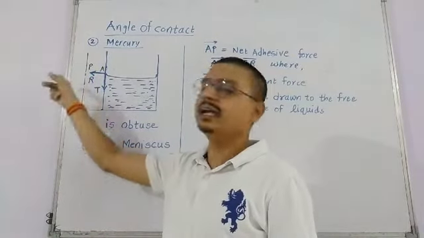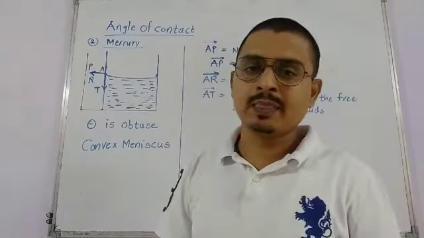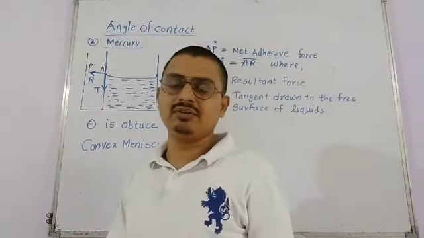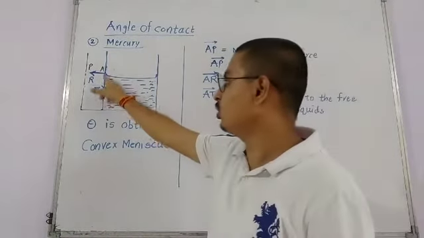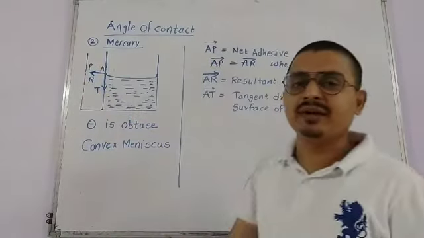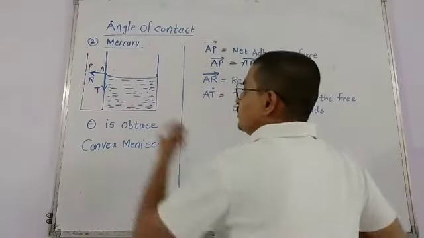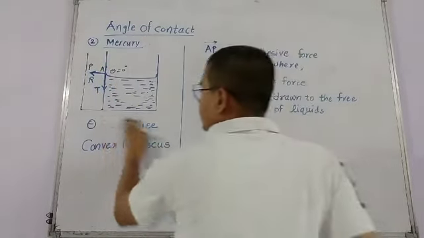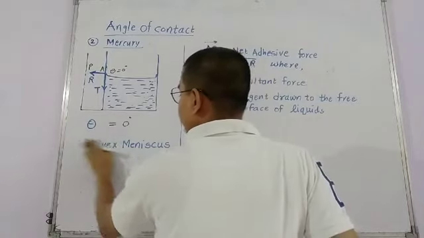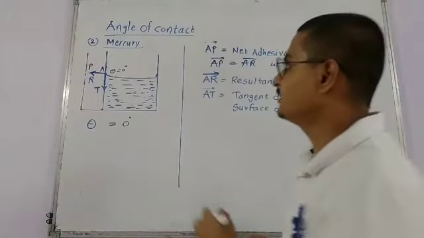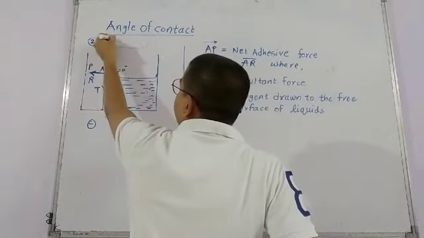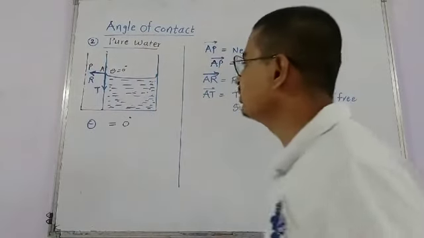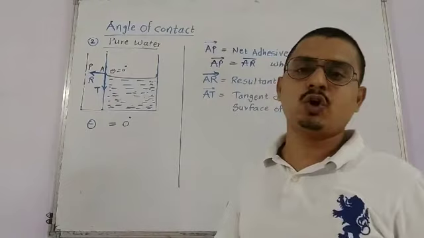That's why AP and AR both are in the same direction, which is completely inside the solid and which is horizontal to the solid surface. So that's why when a tangent is drawn to the resultant force, it makes an angle theta equal to 0. So in this case the angle of contact is 0, theta is equal to 0. Okay, so that's it, and this is an example of pure water or some other liquids also which can form this kind of geometry.